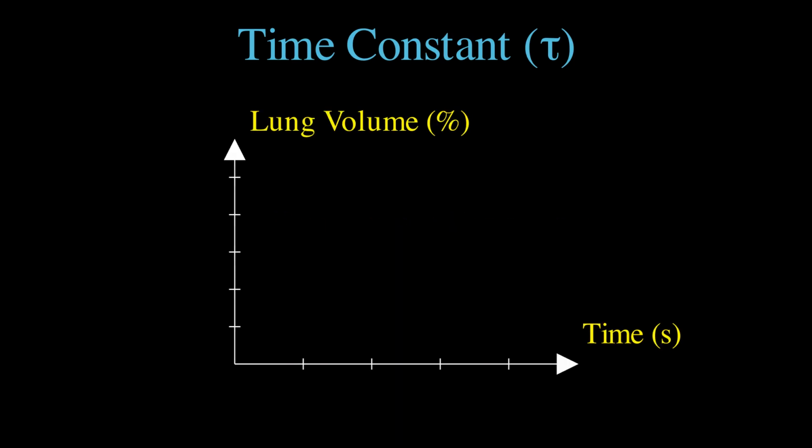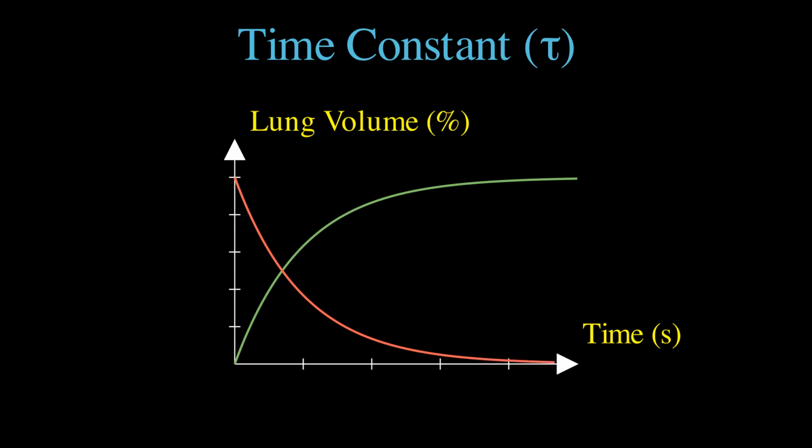Now, let's visualize how the time constant affects lung filling and emptying. The green curve represents lung inflation. Notice how the lungs fill rapidly at first, then slow down as they approach full capacity. The red curve represents lung deflation. Similarly, the lungs empty quickly at the start, but slow down as expiration progresses. Each time constant represents a significant change in lung volume.